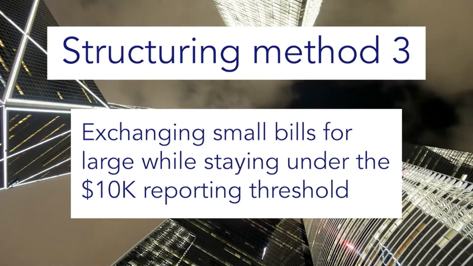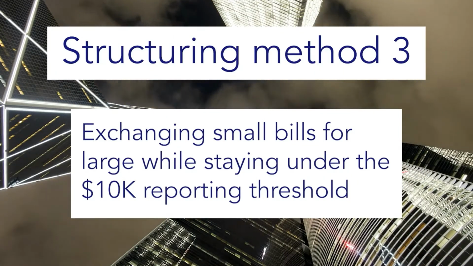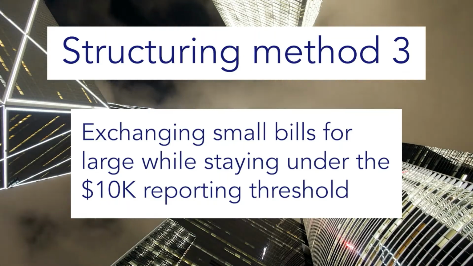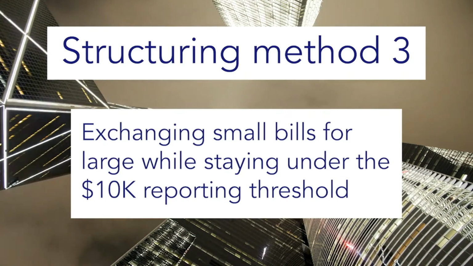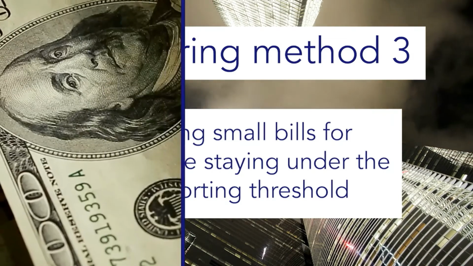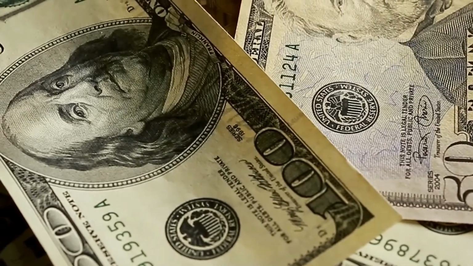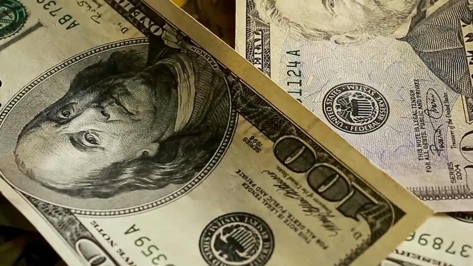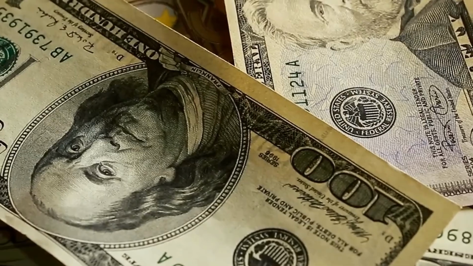Criminals frequently need to exchange small bills for large ones, which are more convenient to handle. BSA-savvy launderers know they can exchange money without triggering a currency transaction report, as long as they keep their transactions under $10,000.